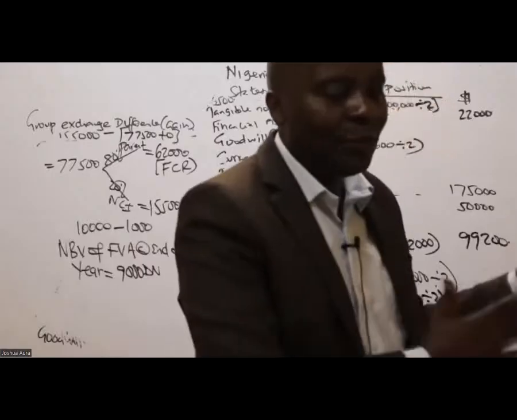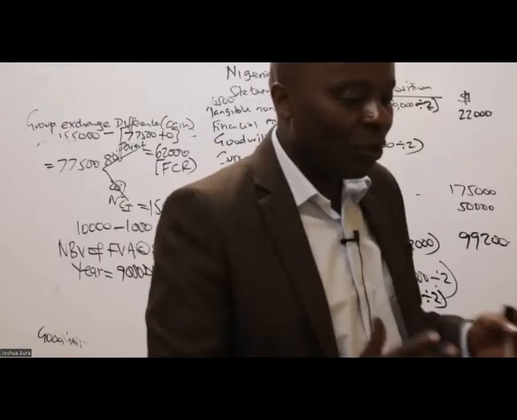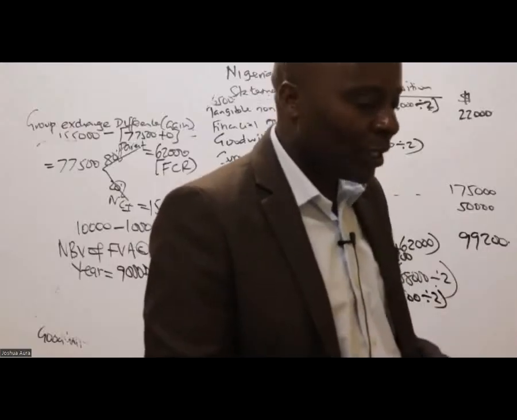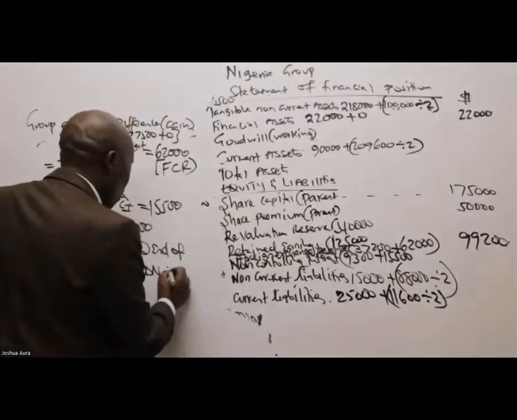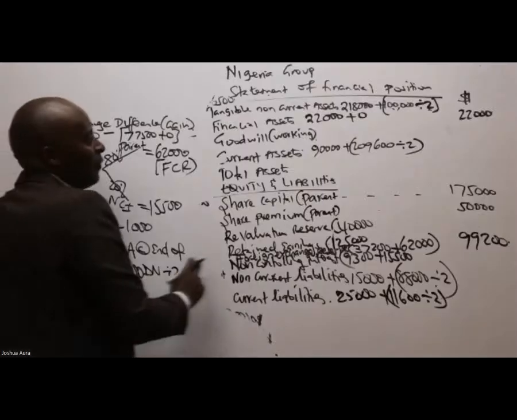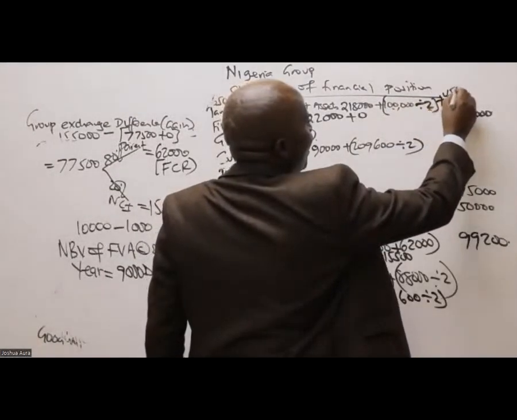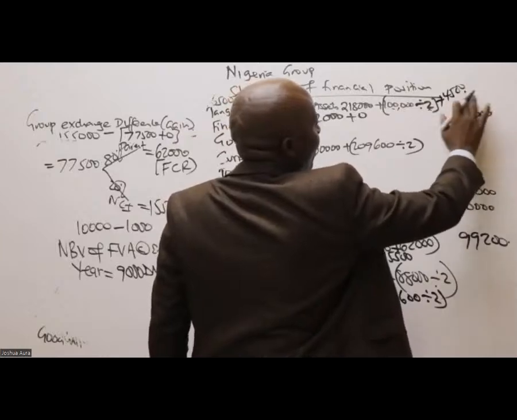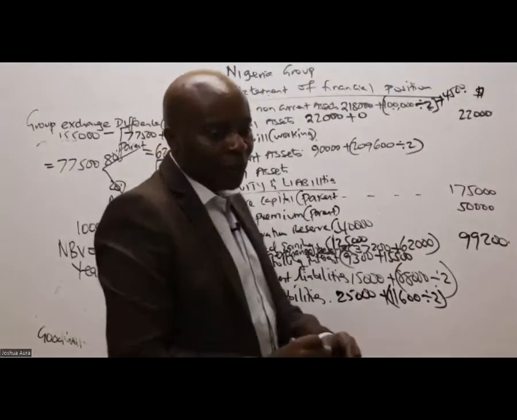Because it's net book value at the end, it should be 2. So could you kindly divide this with 2? This automatically will be 4,500. Please include this figure here, plus 4,500, and then you give me an answer.